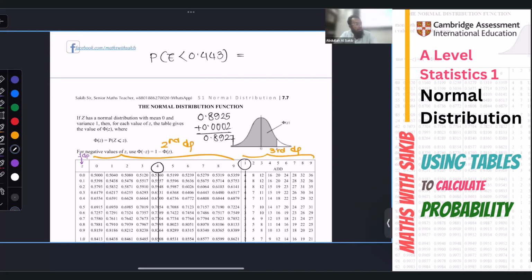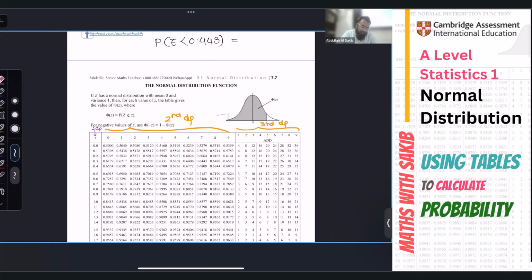Can you find the area or the probability? 0.443. The online students can write the answer in the chat box. This is the easiest chapter in S1, because you just have to do some calculation on the table.